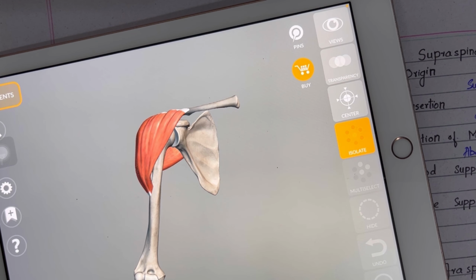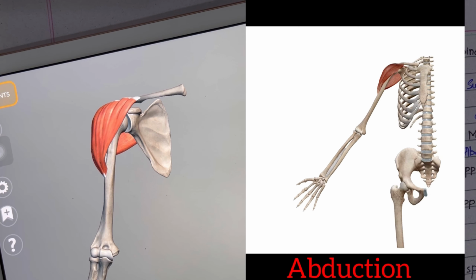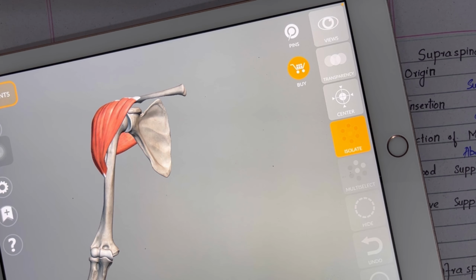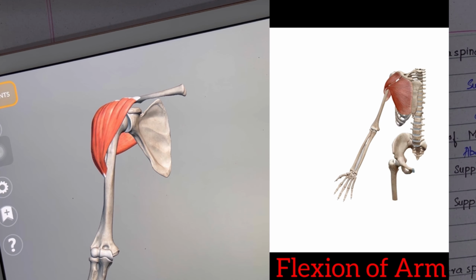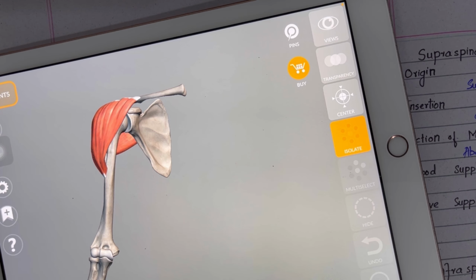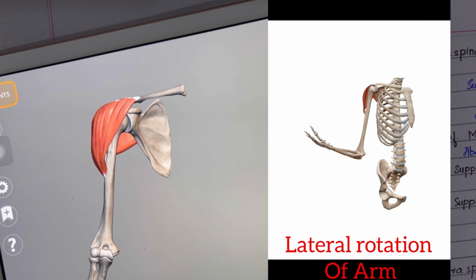Now student, moving toward the action of the deltoid muscle. So the deltoid muscle is responsible for the abduction of the arm, and the anterior fiber or the anterior part of the deltoid muscle is responsible for the flexion and the medial rotation of the arm, while the posterior part is responsible for the extension and lateral rotation of the arm.